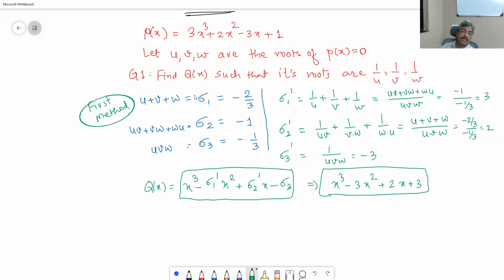You deal with coefficients. Information about coefficients is given. Use that information to find out information about the required coefficients. And with some algebra, you are able to do it, and hence you could locate and get this. So now, this polynomial will have roots 1 upon u, 1 upon v, 1 upon w. This polynomial will have roots u, v, w. That is how they are related. Method 2.